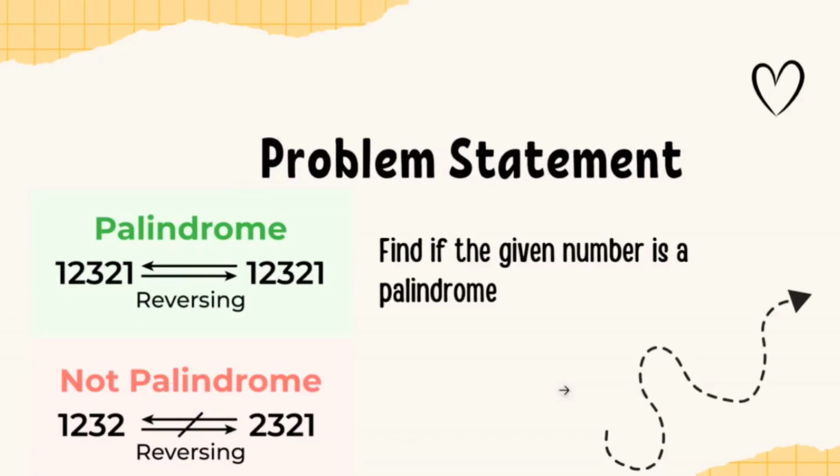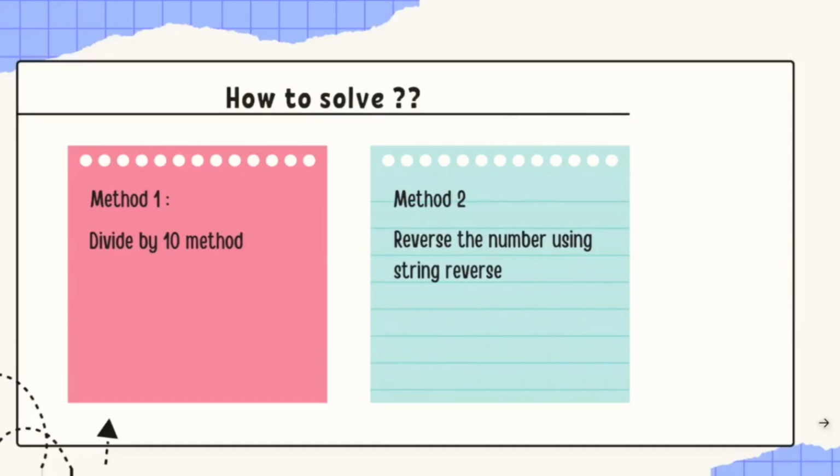Today's problem statement is to determine if a number is a palindrome. What is a palindrome? A number that remains the same when it's reversed is called a palindrome. A few examples are 13231, 1221, double line. Let's see what are the methods of checking if the number is a palindrome or not.